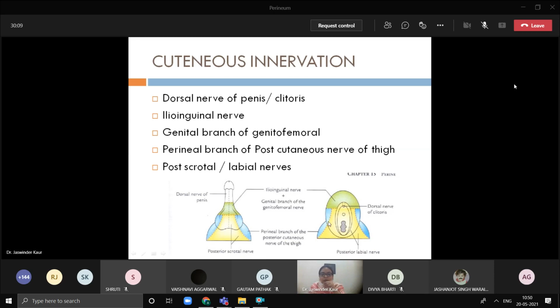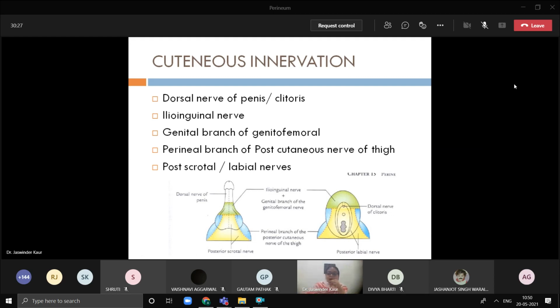Then on the sides, this is the perineal branch of the posterior cutaneous nerve, and this is the genital branch of the genitofemoral. So this is the perineal, and this whole area is supplied by the genital branch of the genitofemoral. So this is the cutaneous innervation of the perineum.